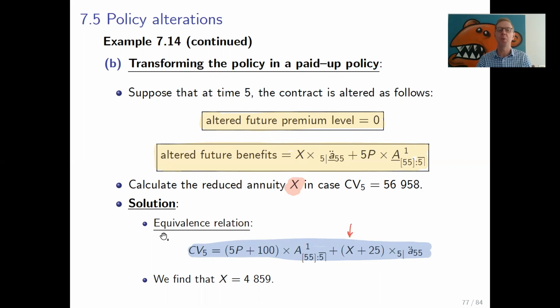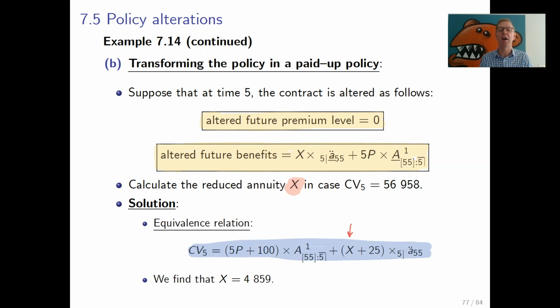Well, in order to find that, we use the following equivalence relation. The actuarial value of future premiums in the new contract, but that's 0, there are no premiums paid anymore, plus the cash surrender value, which is considered as an initial premium, has to be equal to the actuarial value now from all the future benefits. And the actuarial value of all future benefits is the actuarial value of the premium refund guarantee plus the actuarial value plus related expense of the deferred annuity. And we can solve this for X and find that X is 4,859.